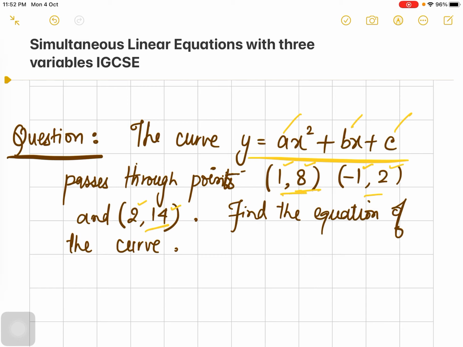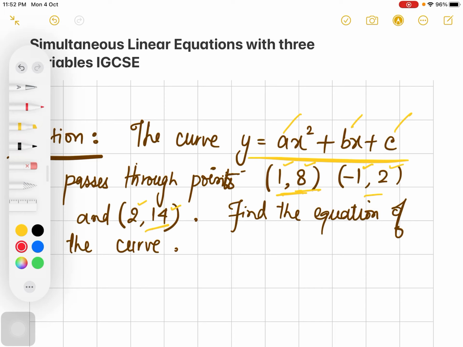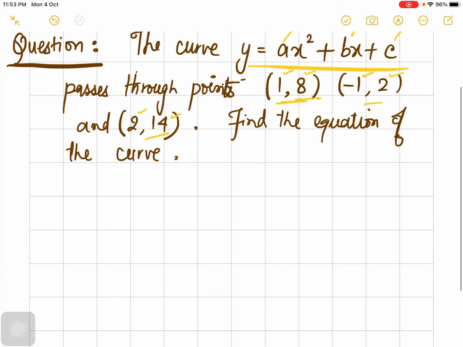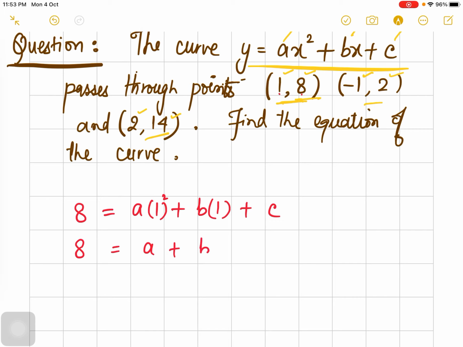Let's pick up the first point. Let's pick up the situation that it's passing through the first point. So when x is 1, y is 8. So 8 is equal to ax square, that's a into 1 square, plus b into x, that's b into 1, plus c. This can be written as 8 equal to a plus b plus c. Let this be our first equation.